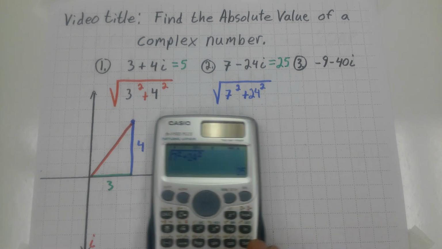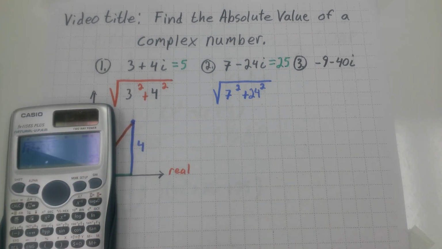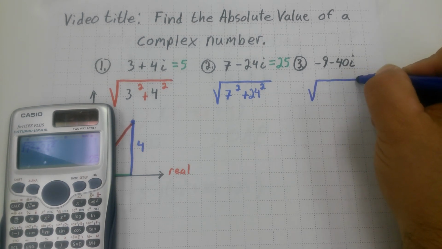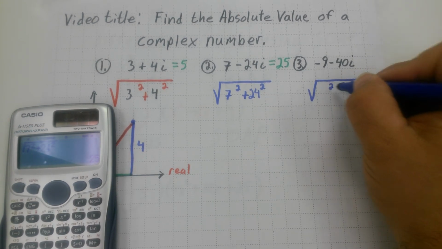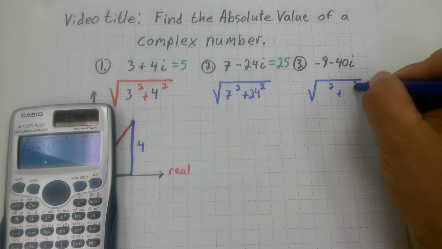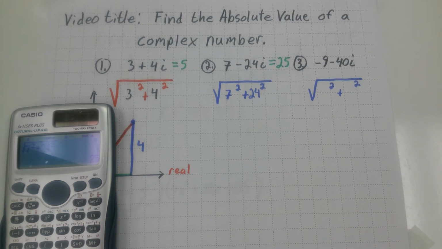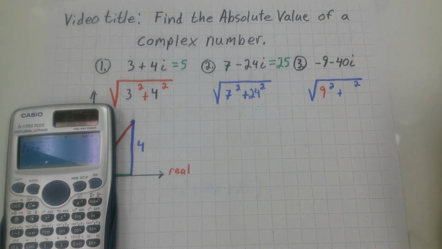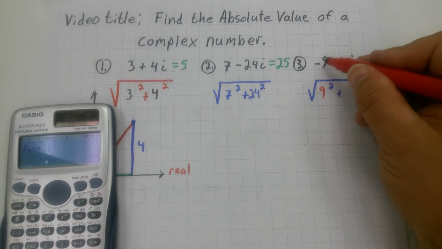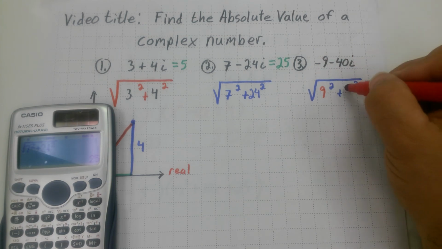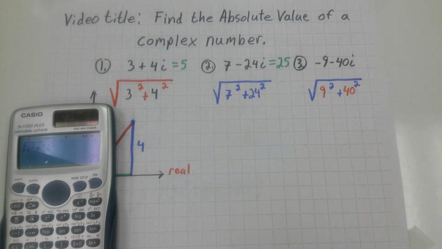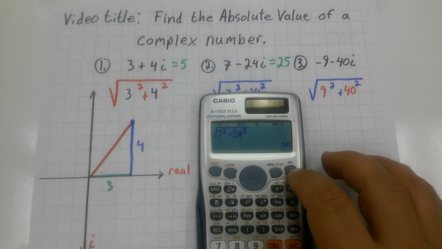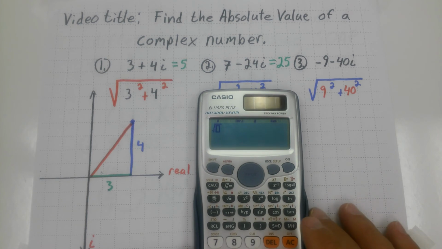The absolute value of negative 9 minus 40i, again, I'm just going to use Pythagorean Theorem. Some number squared plus another number squared. And in this case, the numbers are going to be 9. Don't even worry about the symbol. You don't have to. It would be eliminated in the squaring process. And 40. And now I would have to find that value, and I'm going to use a calculator again.